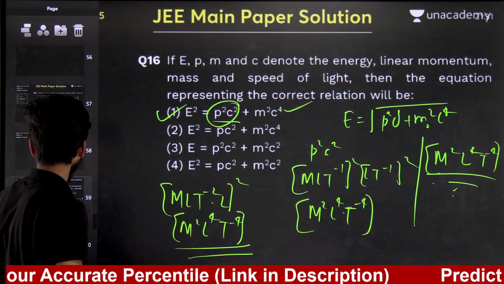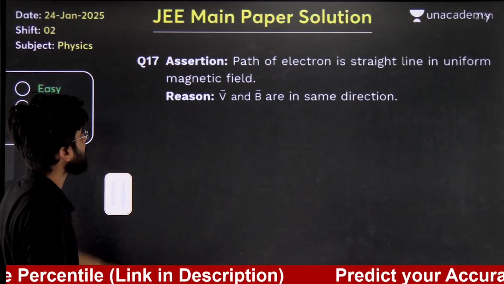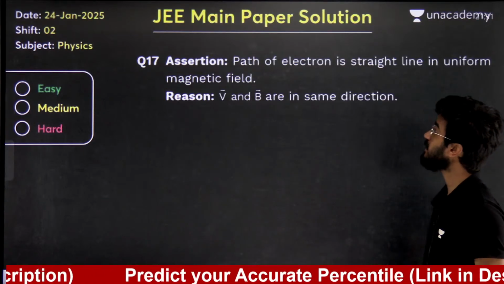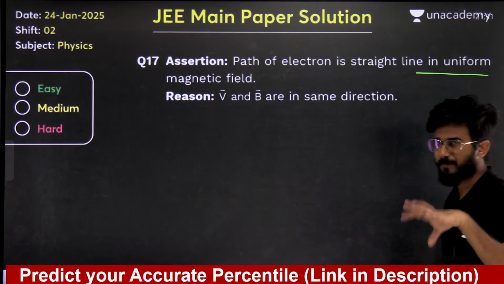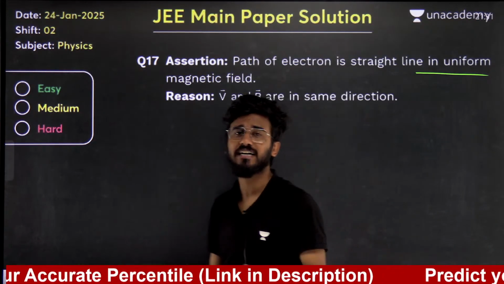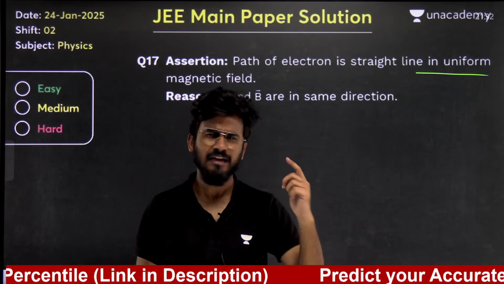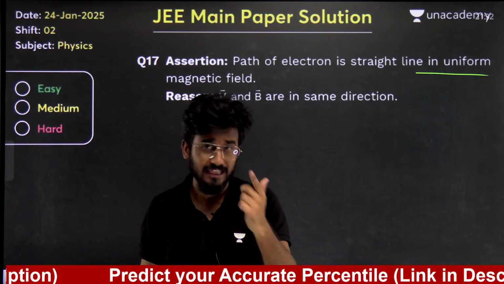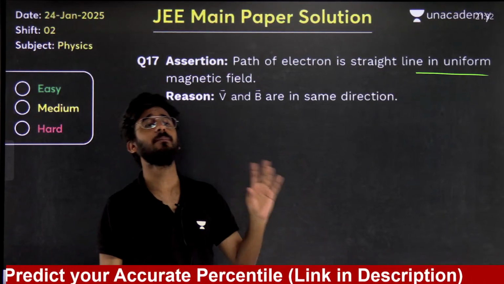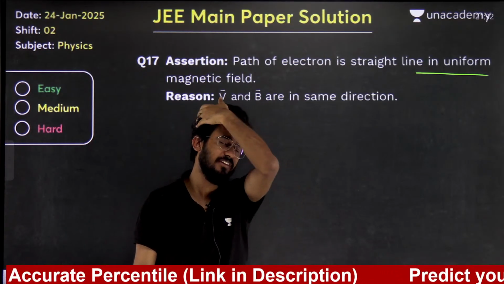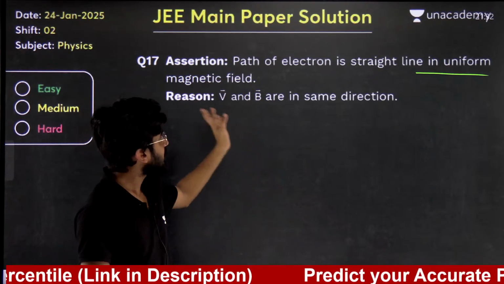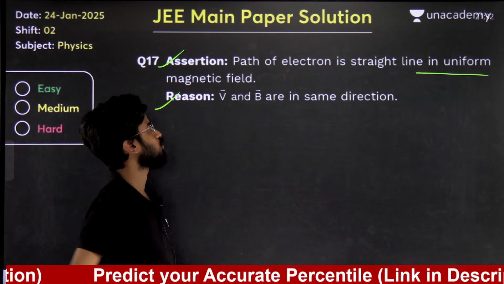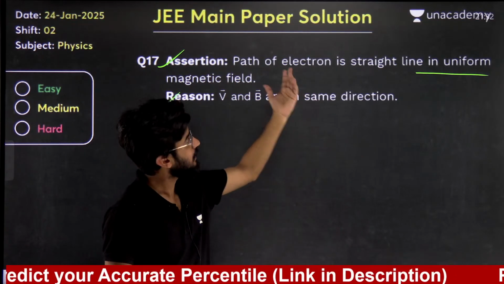Next question. What is the question saying? The assertion is saying the path of an electron in a uniform magnetic field is a straight line. Is it clear? Is it a straight line, or is it something else? So it is a straight line if velocity and magnetic field are parallel. So if the reason is correct, the assertion is also correct, and this is the correct explanation also. So if V and B are in the same direction, the path will be a straight line.